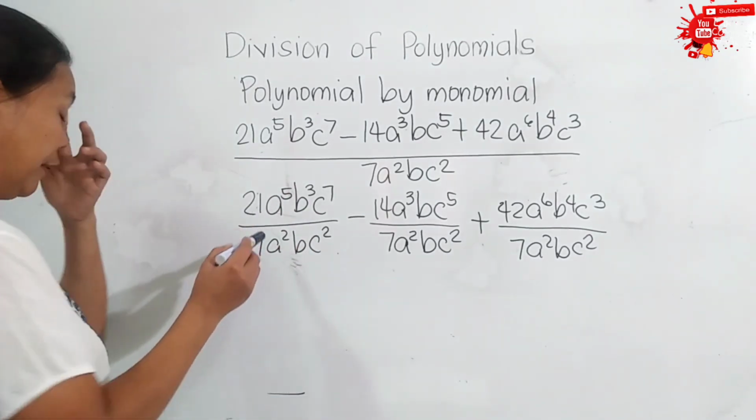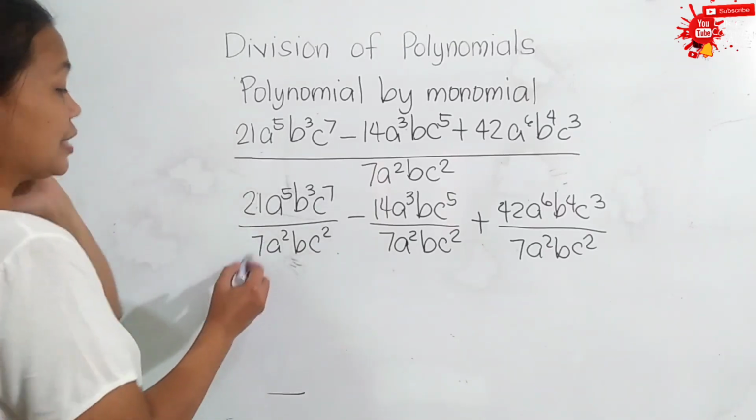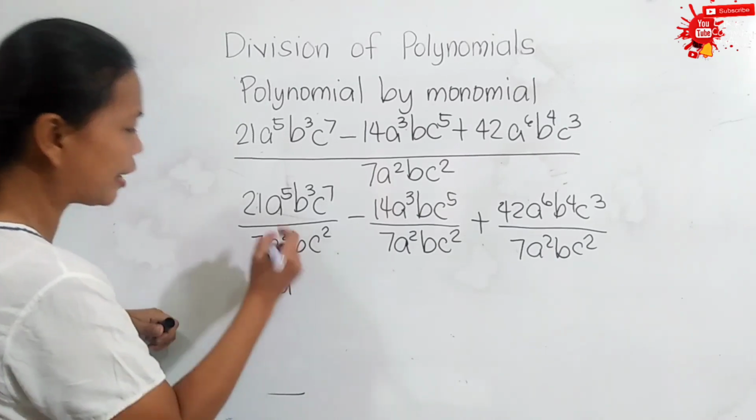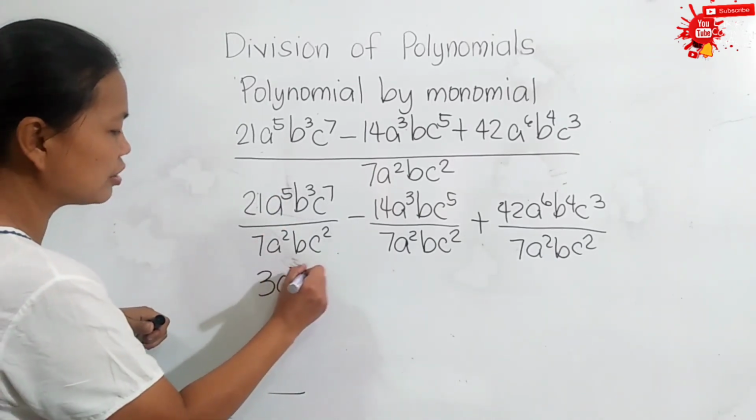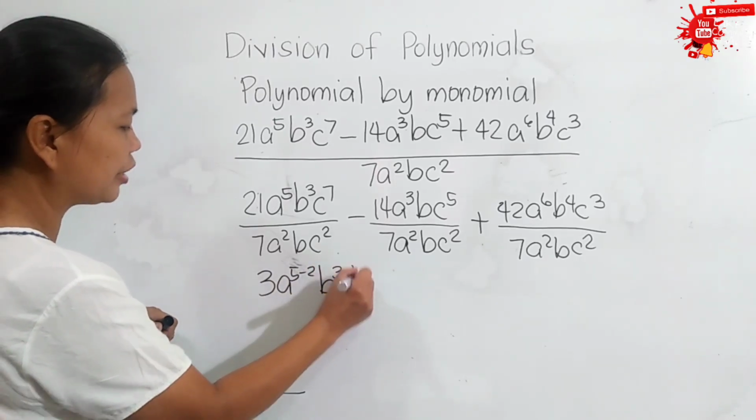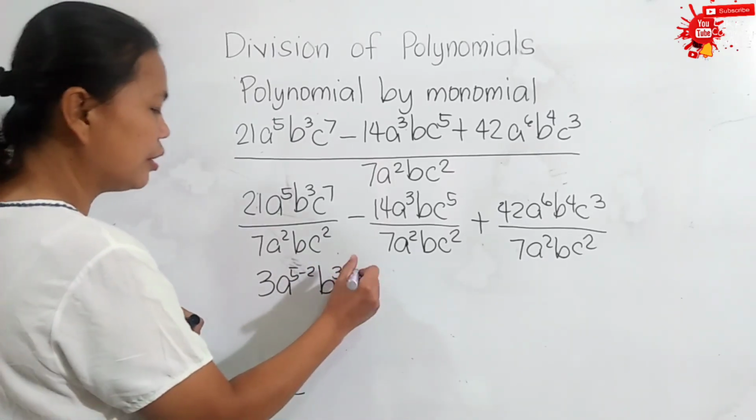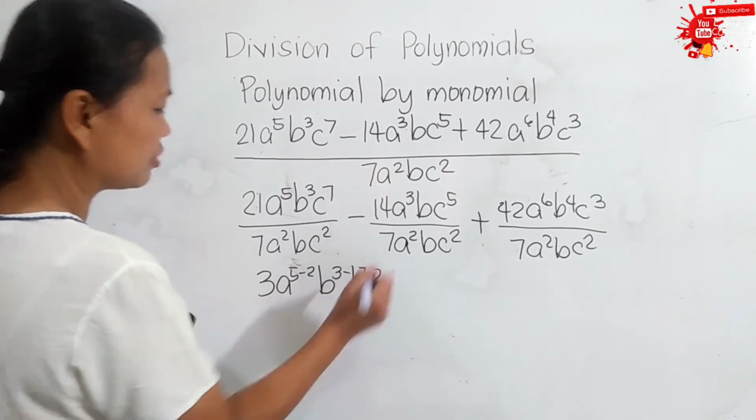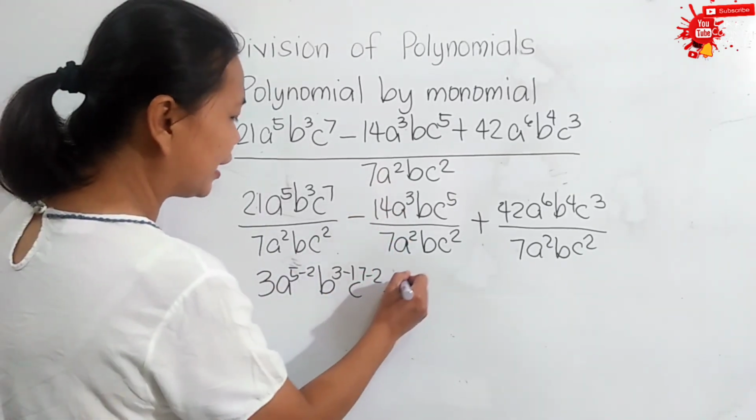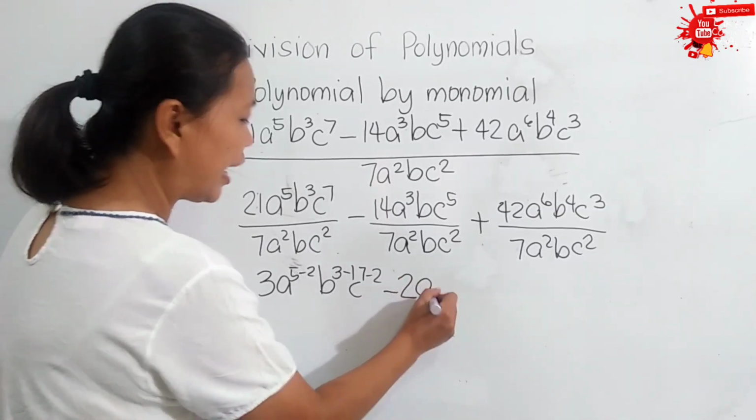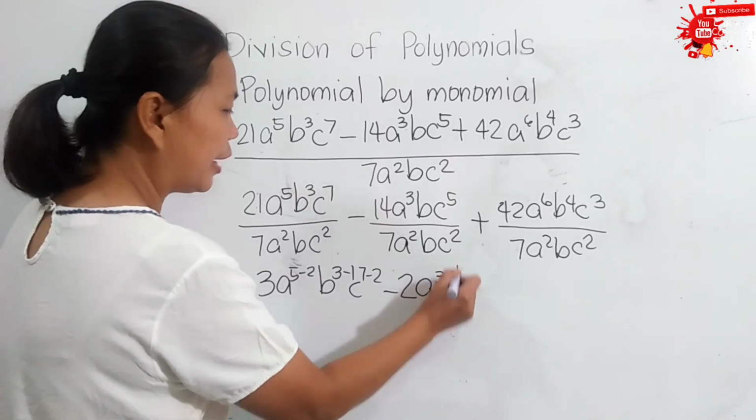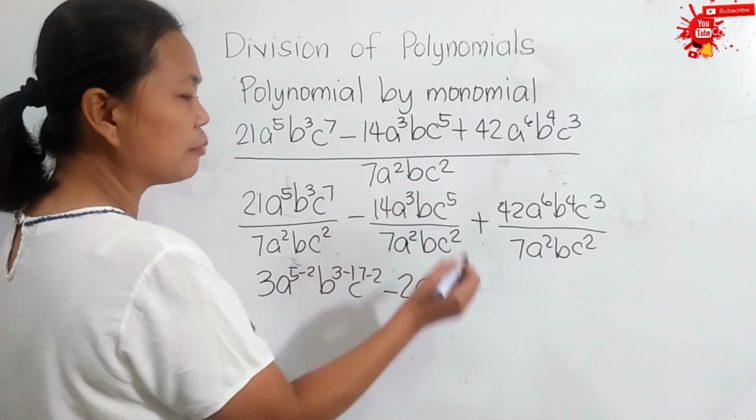So we have here 21 divided by 7. So we have 3. Then a, the same base, 5 minus 2. Then we have b raised to 3 minus 1. Then c raised to 7 minus 2. Then negative 14 divided by 7 is negative 2. Then we have a raised to 3 minus 2. Then b raised to 1 minus 1.